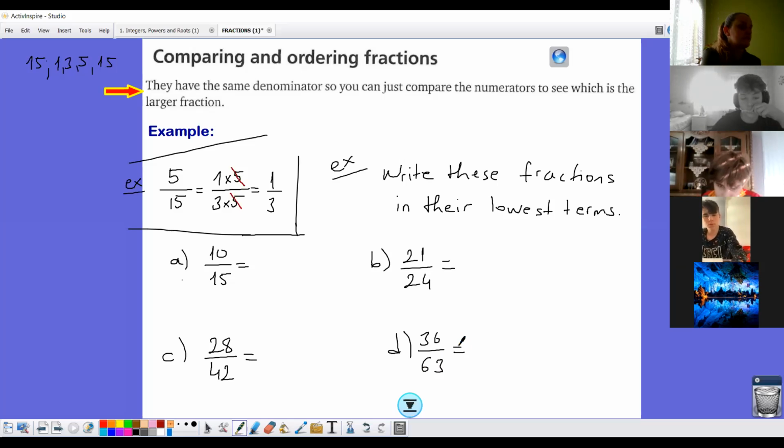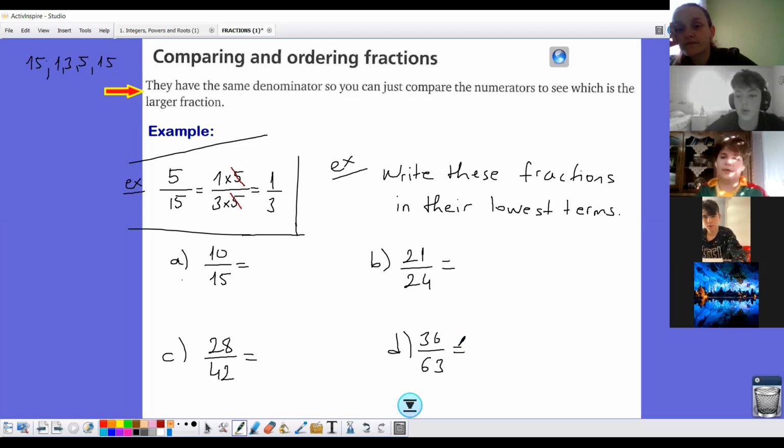What do you have to do now, teacher? What is written in the question? Write these fractions in their lowest terms.